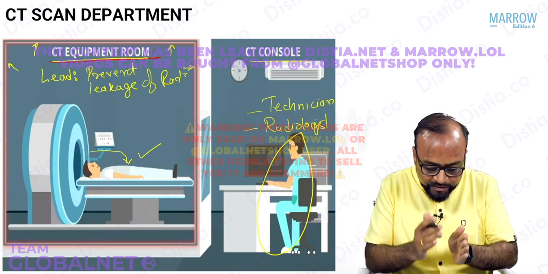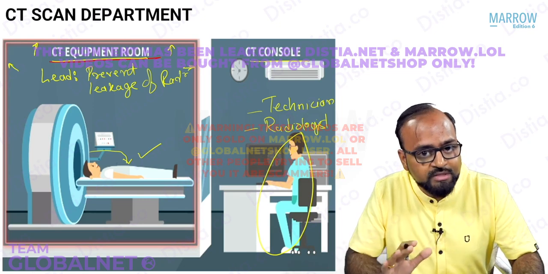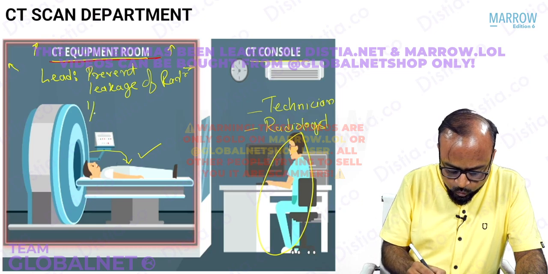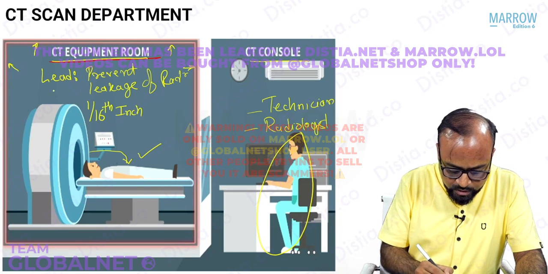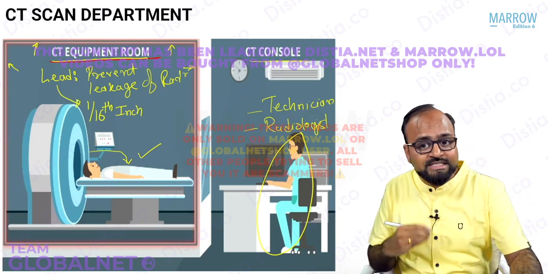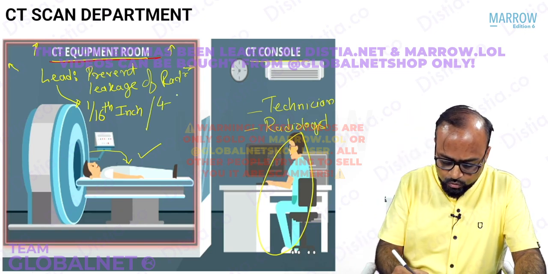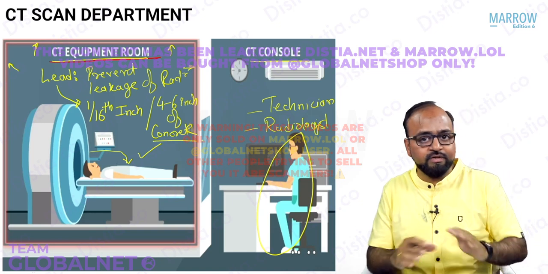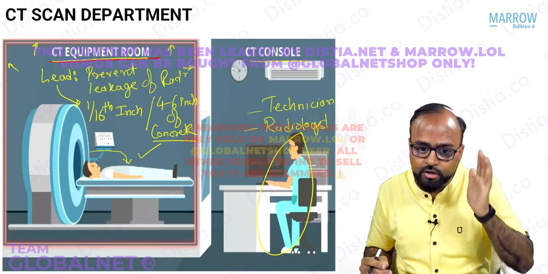And therefore, to prevent this leakage of radiation, to prevent the radiation coming out of this room, this lead is used. How much lead is used? Remember, a lead sheet of 1/16 inch thickness, or around 4 to 6 inches of standard density concrete wall is usually considered to be enough. If lead sheet is not available, 4 to 6 inches of standard density concrete can be used.